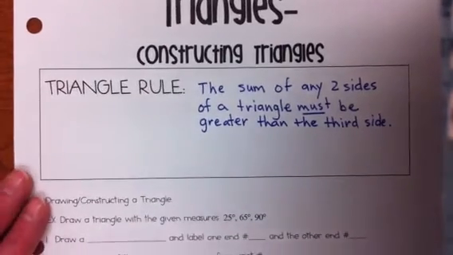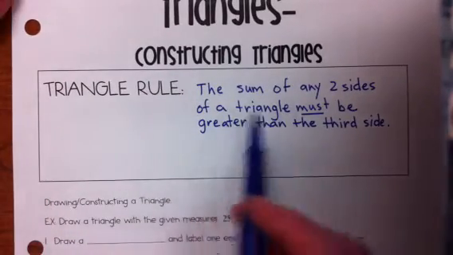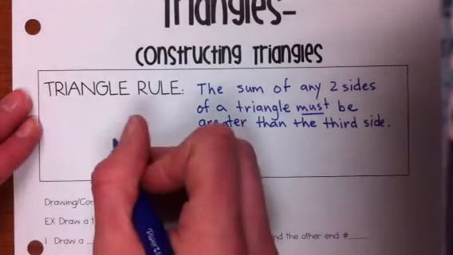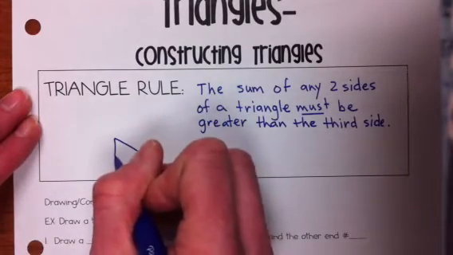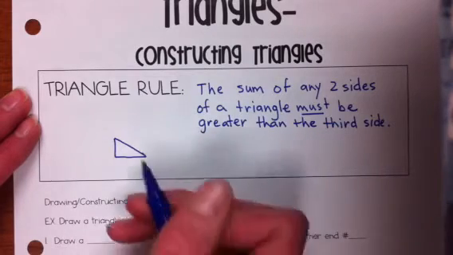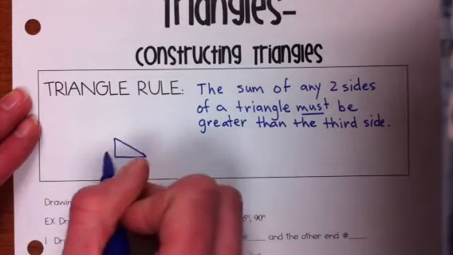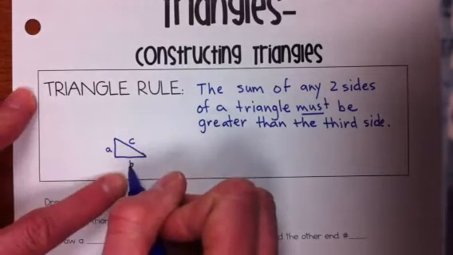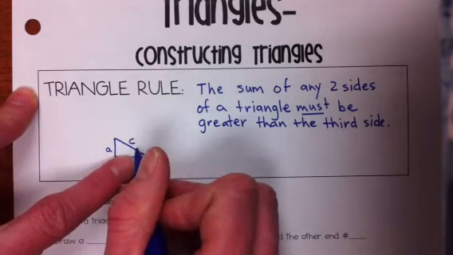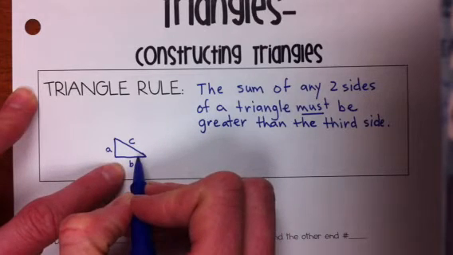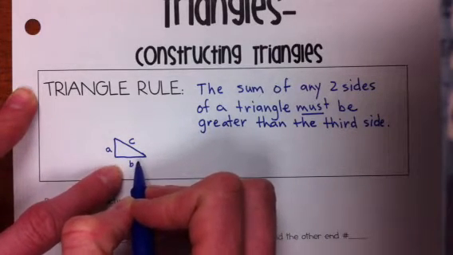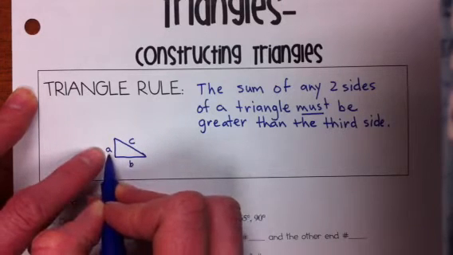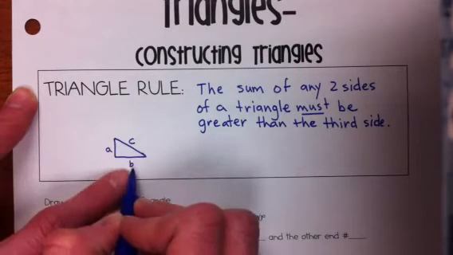Okay, so one more time. The triangle theorem or rule is the sum of any two sides of a triangle must be greater than the third side. So if I have a triangle, and we're going to look at this in more detail tomorrow in class, but what I'm saying is, if we say this side is A and this is B and this is C, I'm saying that A plus B has to be bigger than C, or it doesn't form a triangle. That also says that C plus B has to be bigger than A, and C plus A has to be bigger than B.